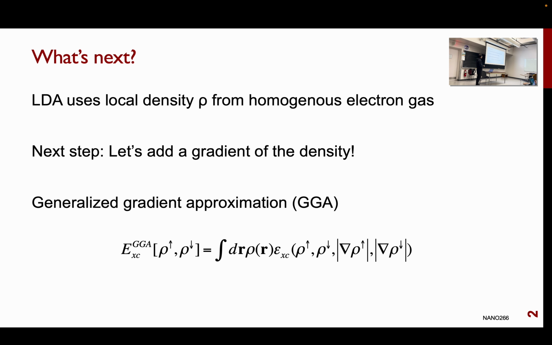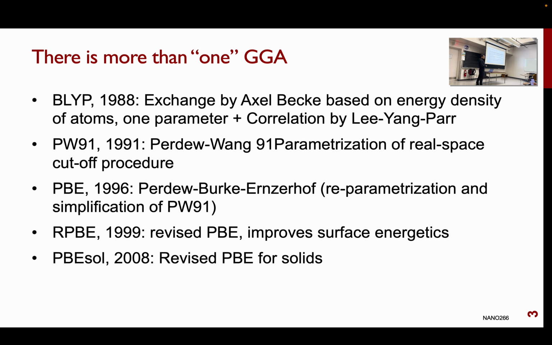Now, in the GGA approximation, your exchange correlation energy is not just a function of your spin up and spin down densities, but also the gradient of your spin up and spin down electron densities, okay? Now, there is no one single GGA, okay, so there have been many different forms of GGA developed by various developers over the years, okay? And this slide shows you some of the more commonly used GGAs out there, okay?